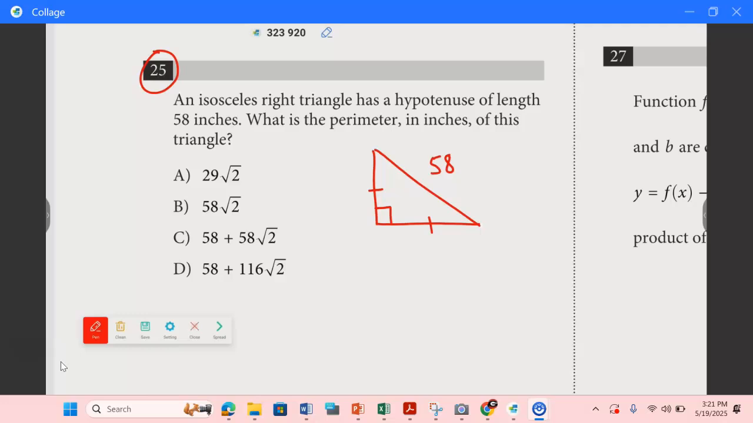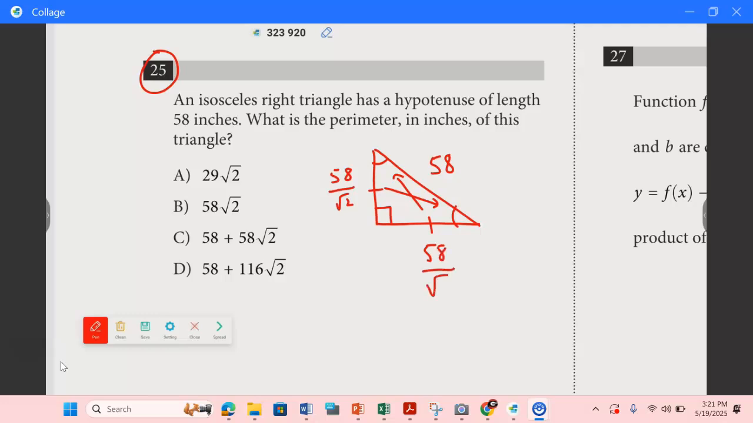There's 45, 45, 90, which this is. Remember the base angle theorem? If two sides are congruent, then the angles opposite them are likewise congruent, which makes those 45. And how do you get from hypotenuse to the side length of an isosceles right triangle? You just divide by the square root of 2.